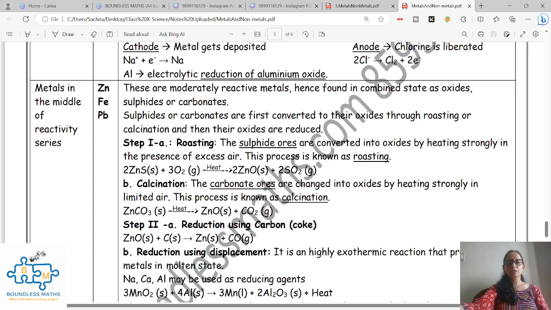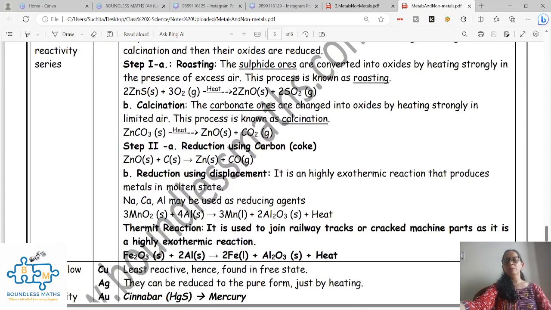Now once we have the oxide form of the ore, it is reduced using carbon. What do you mean by reduction? We've already done that. Reduction means removal of oxygen. So from the oxide form of these ores, this oxygen has to be separated to get the metal, right? That reduction is done using carbon usually, but there are certain cases where this reduction can also be done using metals that are higher up in the reactivity series. For example, aluminium is a very common reducing agent, so it can be used to reduce manganese oxide or even to reduce iron oxide.